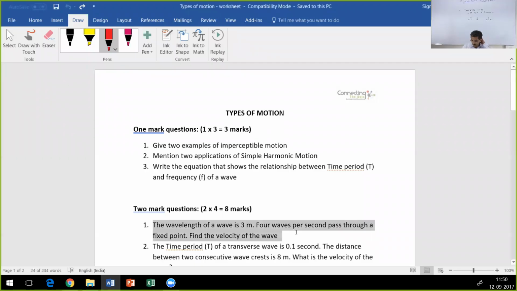Let's look at the next question. The next question is a 2-mark question, and it's a problem that you have to solve. The wavelength of a wave is 3 meters. 4 waves per second pass through a fixed point. Find the velocity of the wave. So I will give you some time to copy the question, and then I will try to solve it on the board. So this is the first 2-mark question.